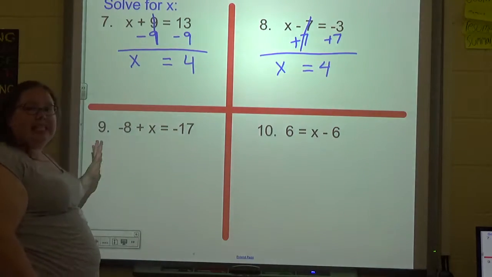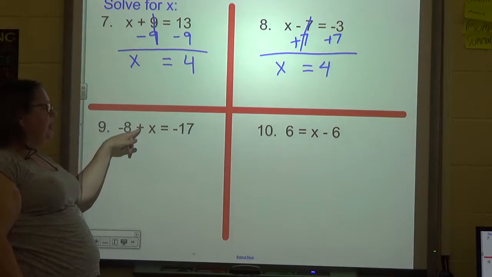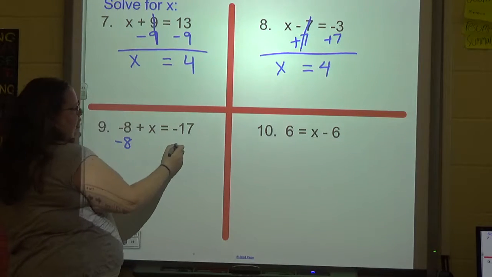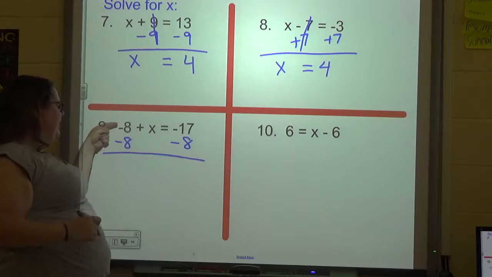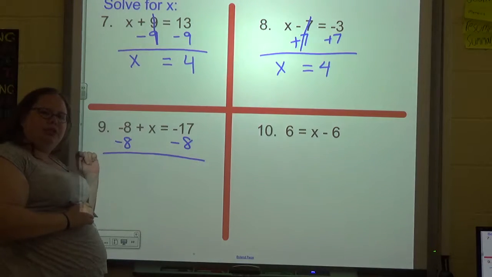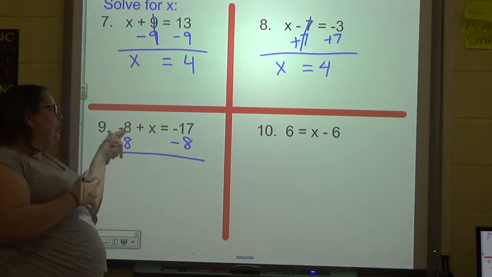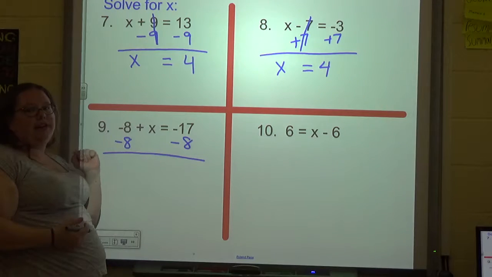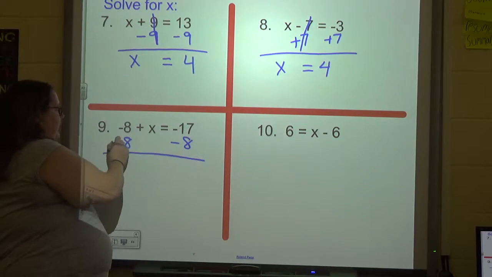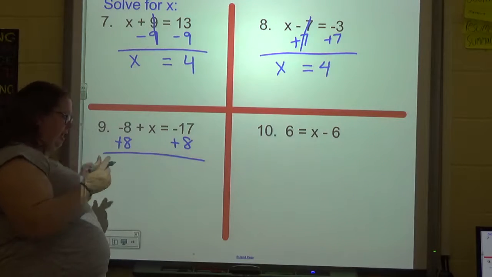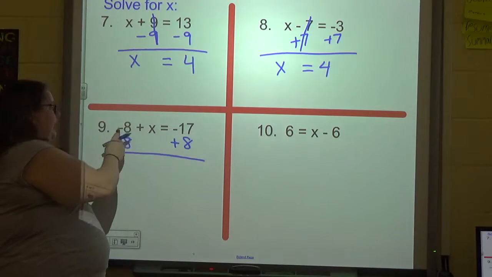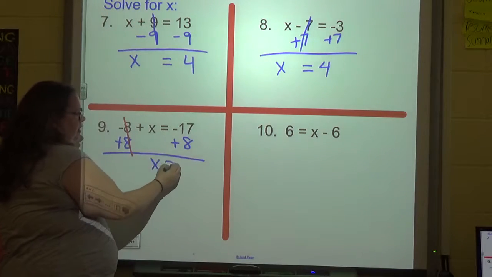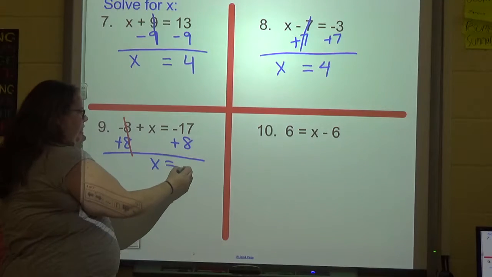Alright, now this one can be deceiving. Some students see the plus, so they think, oh, I need to minus 8. But notice, if I put minus 8 here and here, does negative 8 and negative 8 cancel out to 0? It doesn't. This looks like an addition problem. It's actually a subtraction problem because the 8 is negative. The inverse of a negative is a positive. So we need to make sure to add 8 to both sides. Negative 8 plus 8 cancels. We bring down our x. Negative 17 plus 8 is negative 9.